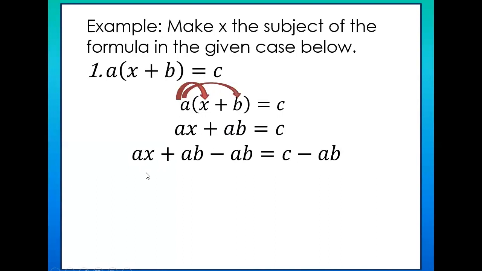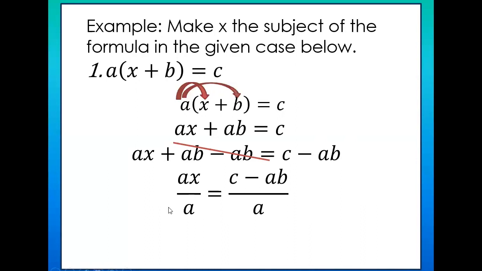So through that, we have this one, ax plus ab minus ab. The minus ab came from the idea that we have to remove ab from this side of the equation, and that can be done by subtracting both sides by the quantity ab. So that's the reason why we also have c minus ab on the right-hand side of the equation. We know for a fact that ab minus ab is 0, so we can go ahead and cancel that, leaving only ax equal to c minus ab.